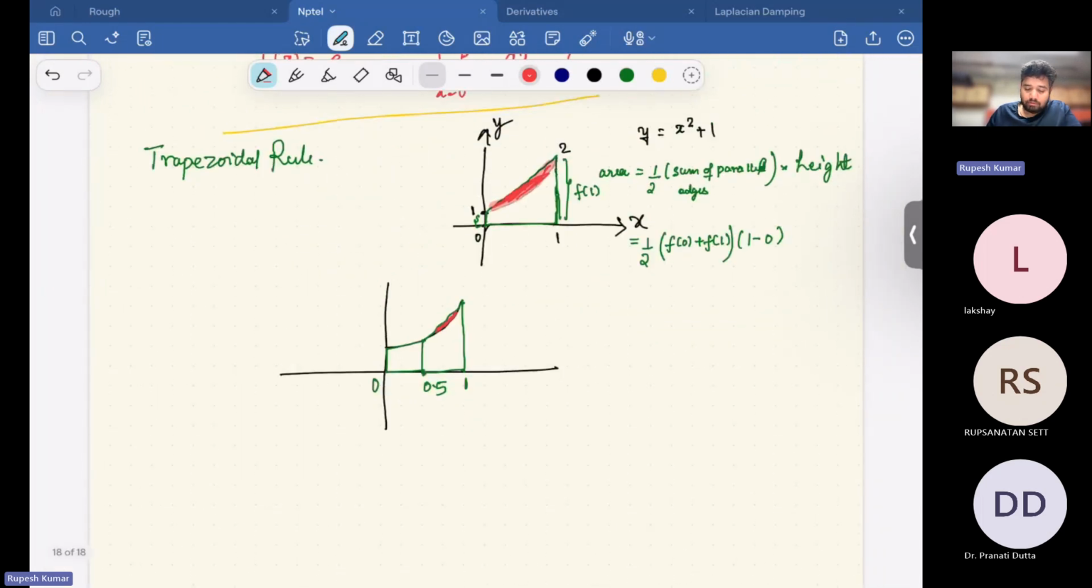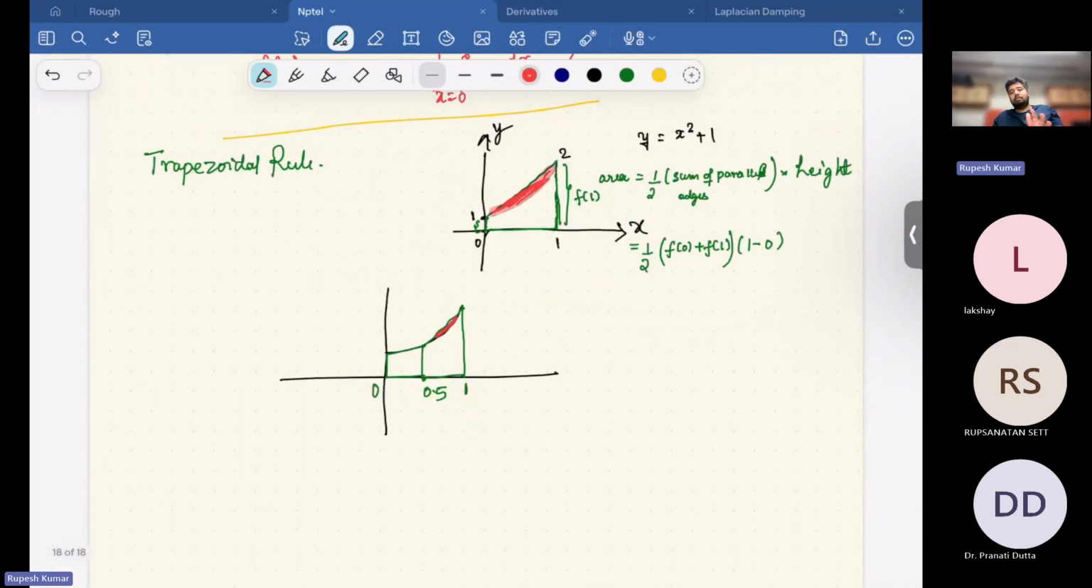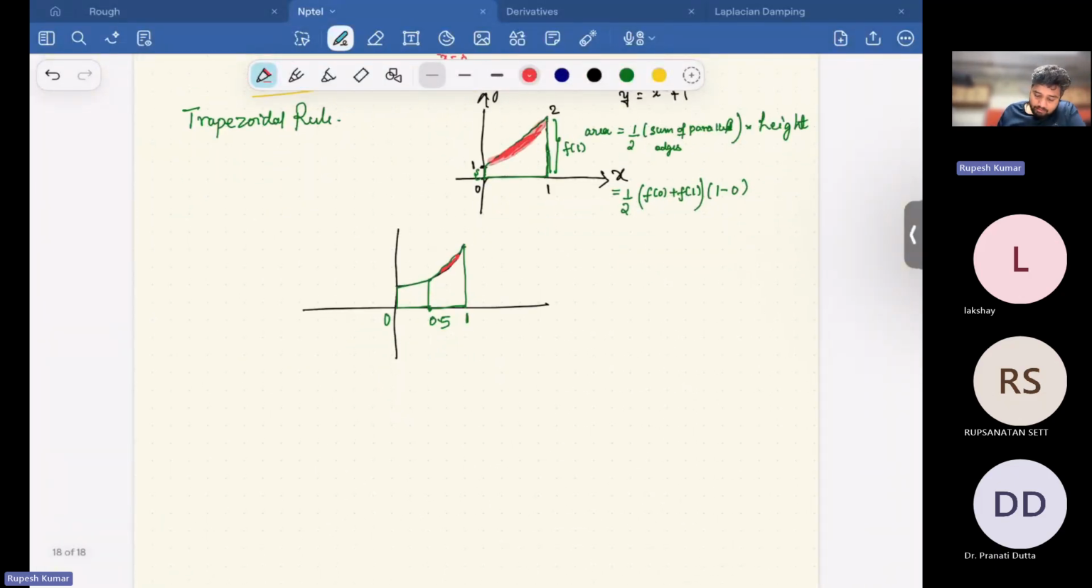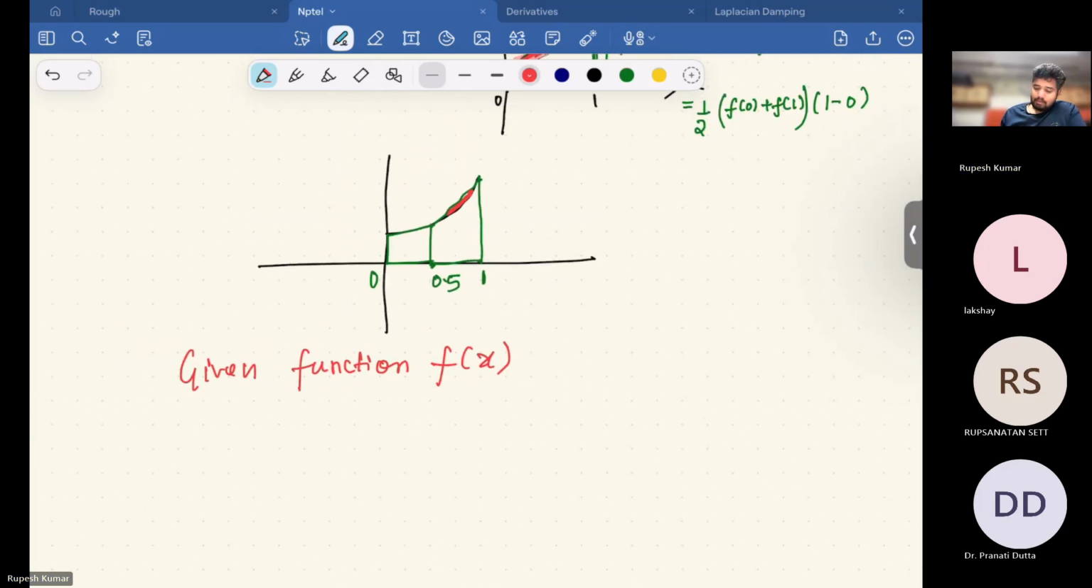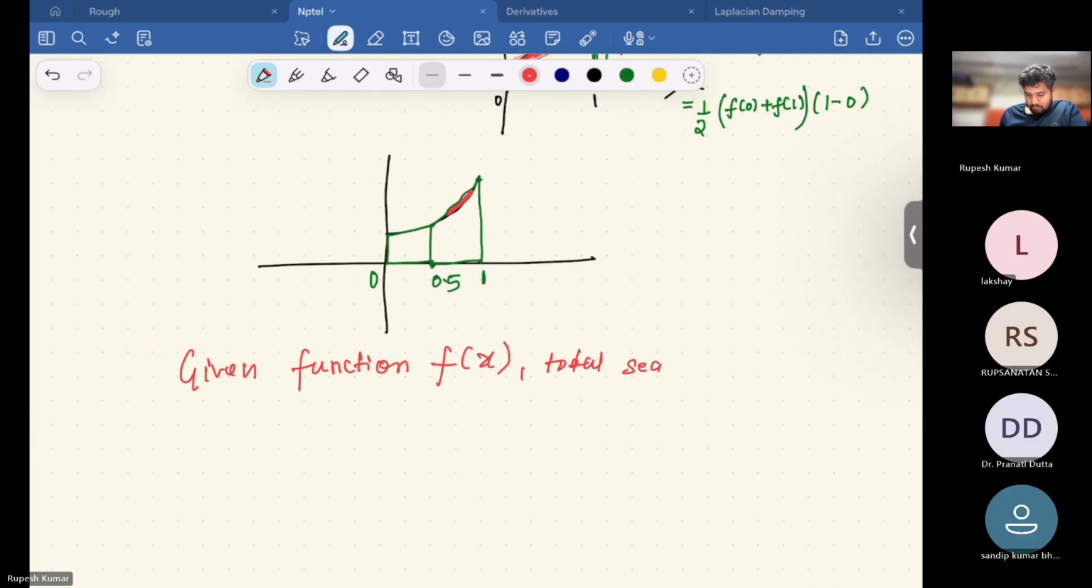So how to devise the algorithm for this? Now we know the mathematics behind it. Now we'll be writing the code that implements this rule, right? So, given function f of x, right? And total segments, so total trapeziums that we'll be using in the trapezoidal rule is equal to n.